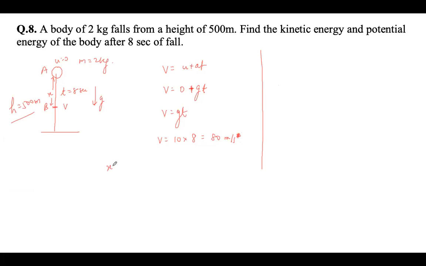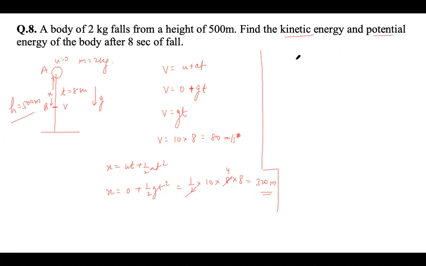So x is equal to ut plus half at square, और x is equal to initial velocity 0 हो गया, 0 plus half gt square, half into g 10, t is 8 into 8, so 32 into 10, so this is 320 meter. Okay, so x is equal to 320 meter. Now find the kinetic energy and potential energy of the body after 8 seconds of fall, right?